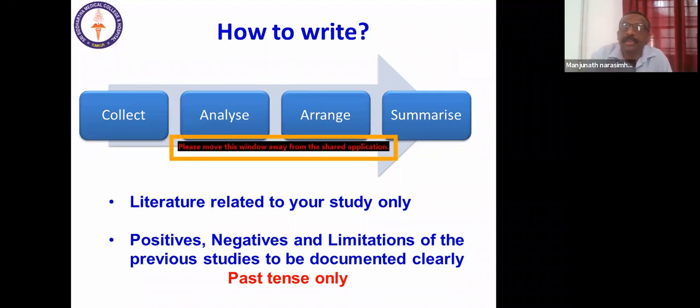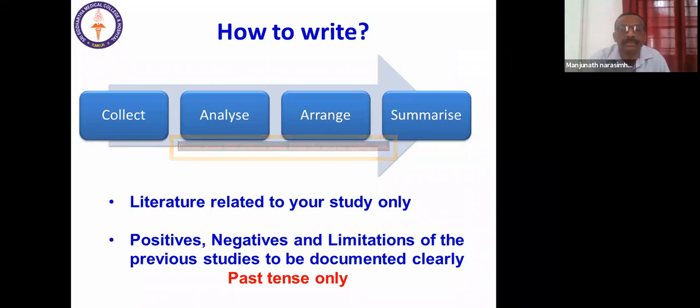See that you are going to write it in past tense only because somebody has done it before, so it has to be written in past tense only. So how are you going to write this? Now, once you have collected all the articles and analyzed them, you have to arrange them according to the order. I'll tell what are the different methods of arranging it, and then you are going to summarize it.